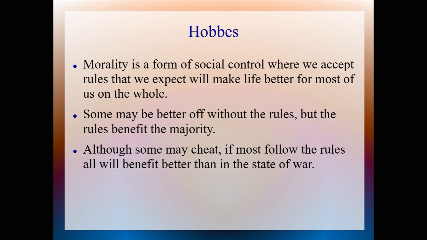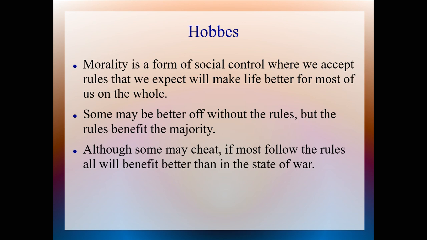So people like Pope would be better off without the rules, maybe, but the majority will be better off with the rules, so the majority should impose rules, even at the expense of the minority who would be better off living in the state of total war. It would be a much better state for most people to have this social contract. And although some may cheat, if most follow the rules, all will benefit better than in the state of war. So there's a realization that some of these people will cheat the system, but having people who cheat the system is better for everybody than not having a system at all.